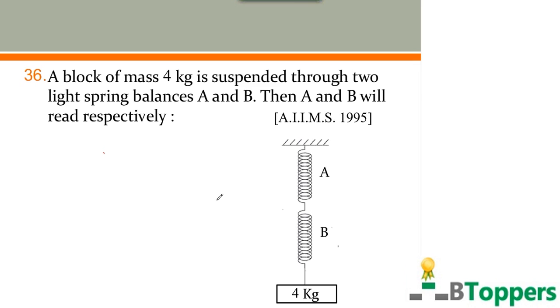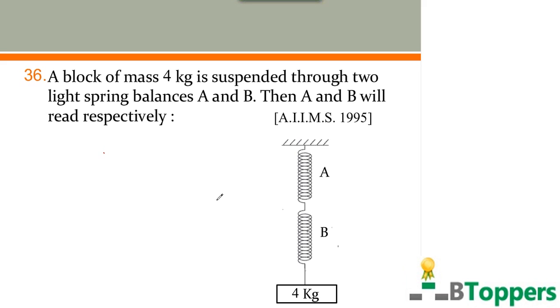So see the question number 36. A block of mass 4 kg is suspended through two light spring balances A and B. Then A and B will read respectively. She mentioned that the spring balances are light. That means you have to assume that the mass of each spring balance is negligible compared to the mass of the block.